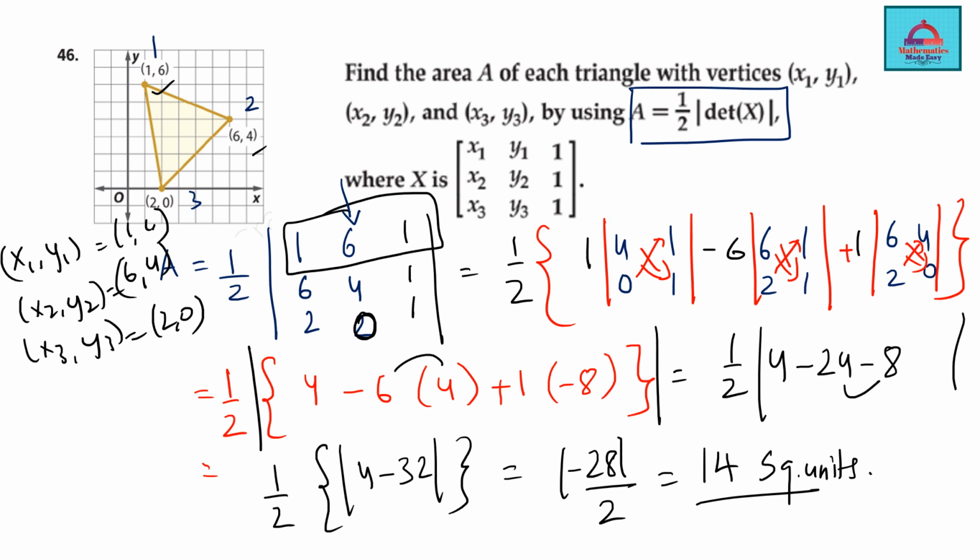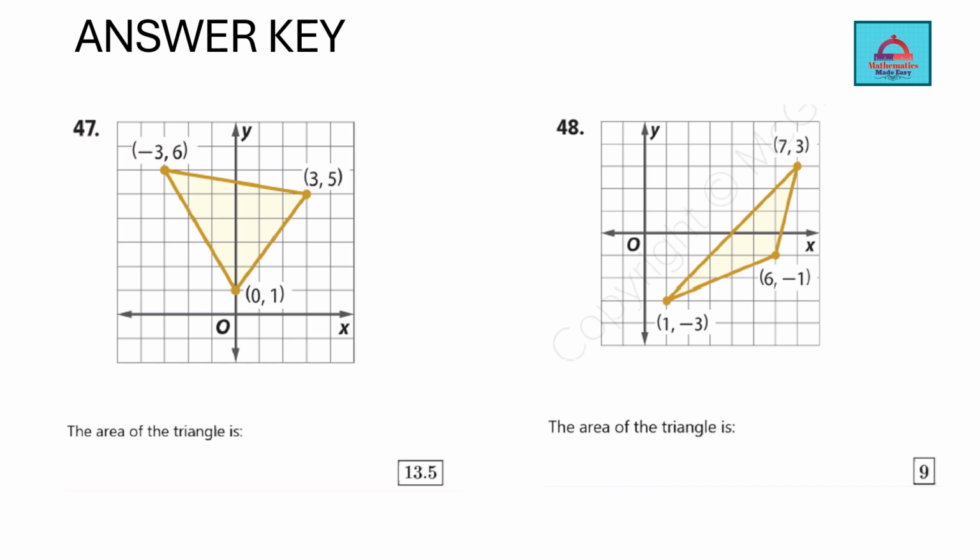Okay, I hope this makes sense now. I would want you to try more questions of similar type yourself. I'll be providing towards the end of the video the answer key for the remaining questions. So as promised, I'm providing you now the answer key for remaining questions 47, 48. For question 47, the final area for the triangle would come out to be 13.5 square units. And for question 48, the area would come out to be 9 square units.